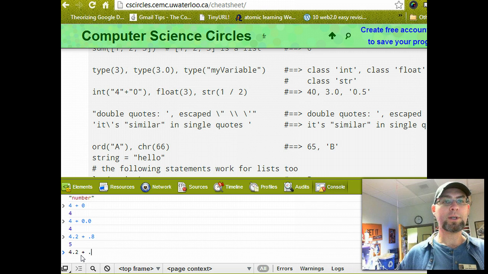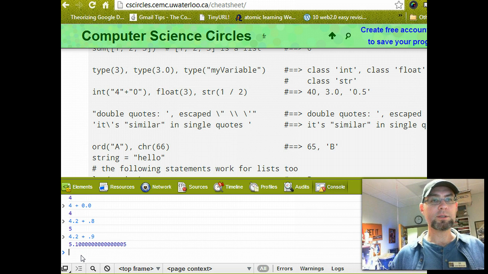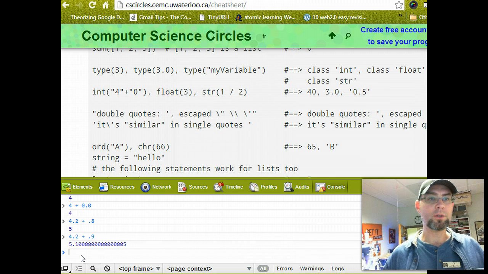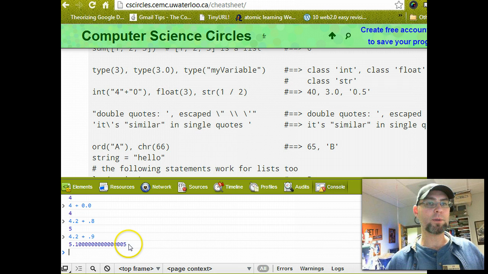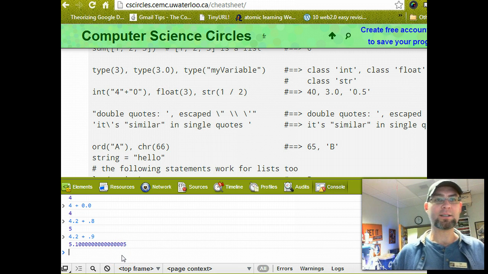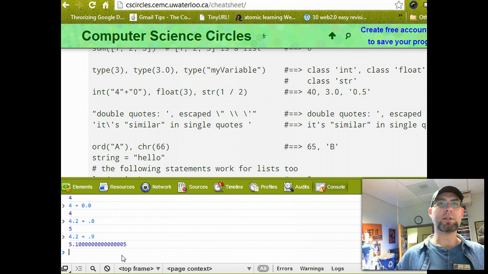4.2 plus 0.9. So it doesn't seem to have too much trouble, though you see it can't do exactly 5.1. 4.2 plus 0.9 should be 5.1, but it has a rounding error, so it goes all the way out and puts this 5 there. So that shows you how computers are not always exact, and that's a problem that we sometimes have to deal with.